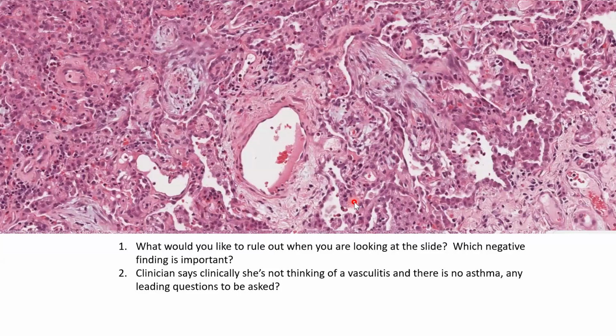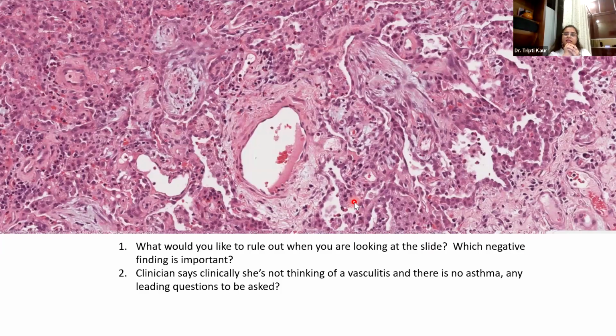There are two responses in the chat box. Organizing pneumonia, another called it BOOP, another called it hypersensitivity. Yes, organizing pneumonia is correct, but it's with a lot of eosinophils. So what other differentials do you have? We'll have to rule out an LCH. Yes, very good. LCH you have to rule out. You have to look for those grooved histiocytes, atypical histiocytes. Anything else?